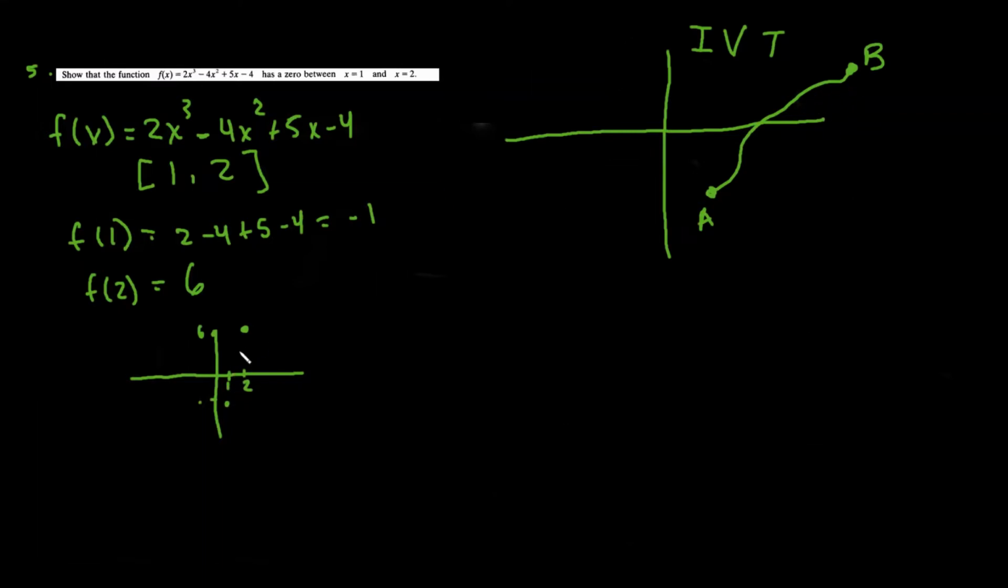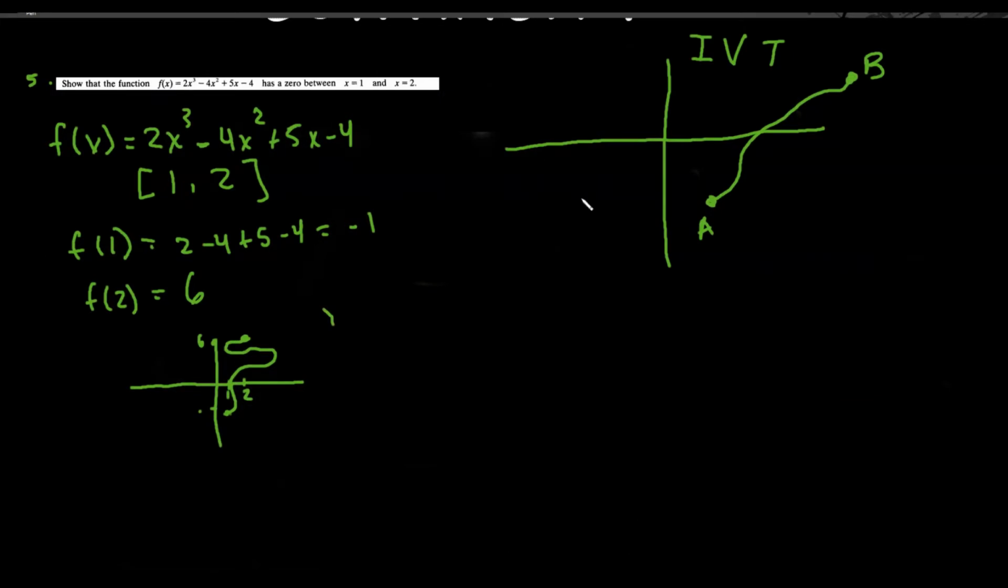By the intermediate value theorem, we have two points connected by a continuous function. I don't know how the function goes, but it doesn't matter, it must cross the x-axis. So our zero does exist, 100%. And so there must be some value in the range from 1 to 2, some value c, that if I plug c in, f of c gives me back 0, which means we have a zero at the x-axis, which is c.